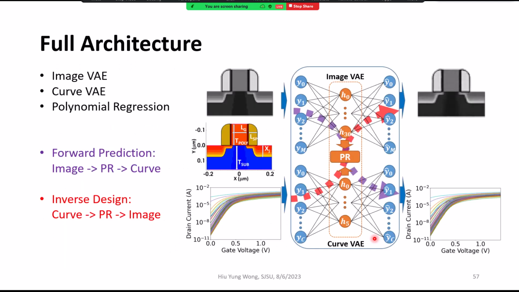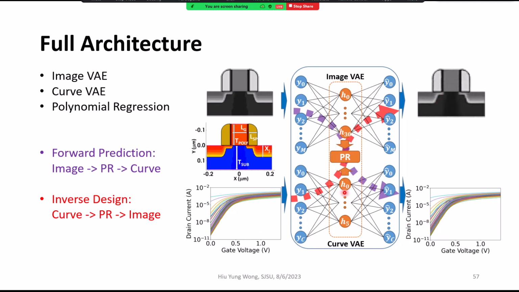Okay. Finally, I also want to show that besides doing this 1D reverse design, we can also do a 2D reverse design. So here we have a 2D transistor with different poly thickness, gate length, junction depth, and substrate thickness. And we want to see, if we're given an image, can we predict the current? And more importantly, if you give me a current, can I predict what the device structure should be? So we train two autoencoders, one for the image and the other for the current.